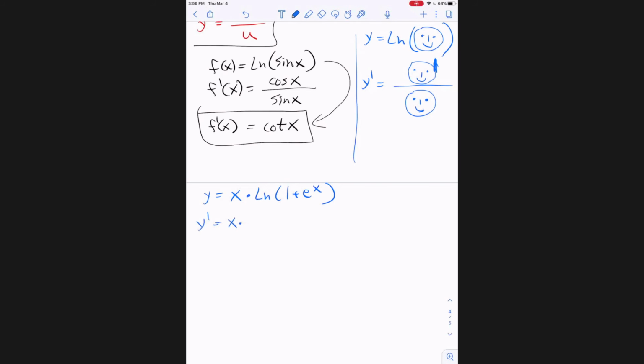First times the derivative of the second. So the derivative of the second, natural log of happy face. Your happy face is 1 plus e to the x. What's the derivative of 1 plus e to the x? Well, the derivative of 1 is 0. The derivative of e to the x is e to the x. Plus second times the derivative of the first. What's the derivative of x? 1. And you're pretty much done. You can't do much here. You can say x e to the x over 1 plus e to the x plus natural log of 1 plus e to the x. And that's it.